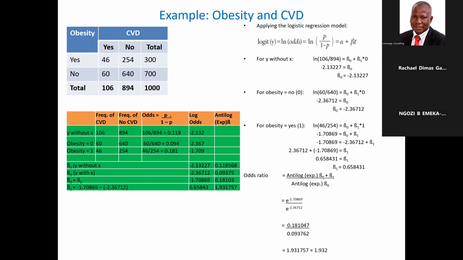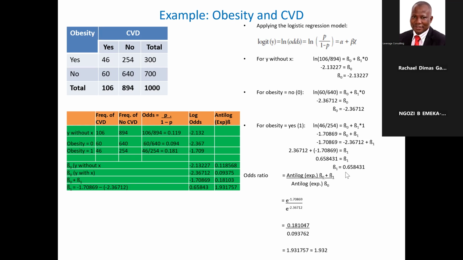This second equation, that is when obesity is yes, is beta 0 plus beta 1, over the anti-logarithm of beta 0 when obesity is no. Can you see? So at the end of the day, when you calculate the anti-log, it gives you the odds ratio. So the odds ratio is 1.9. If you calculate the odds ratio with that now, you get the same thing.